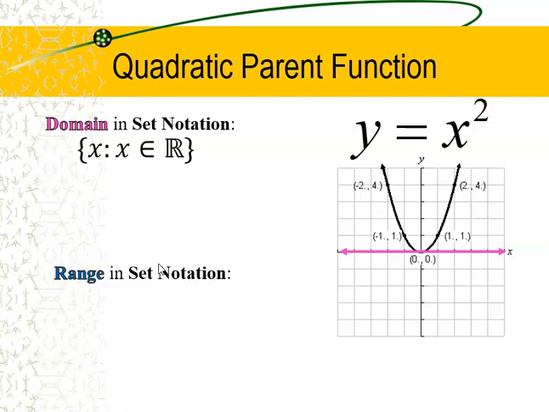The range, however, is not the same. For the range, you would start at (0, 0) and go up. So your range would include all the y coordinates that are greater than or equal to 0. So this is how you would write your range for your quadratic parent function in set builder notation.